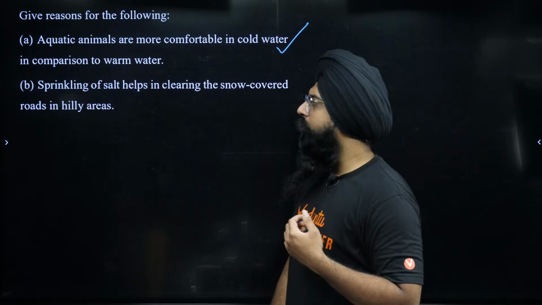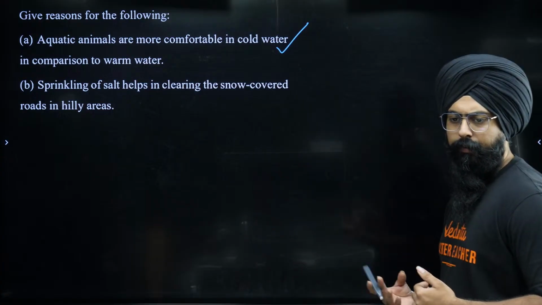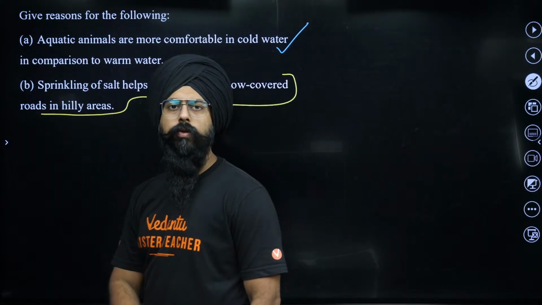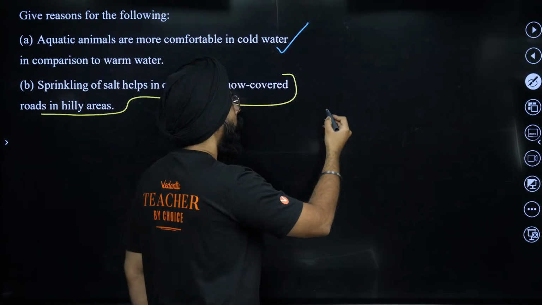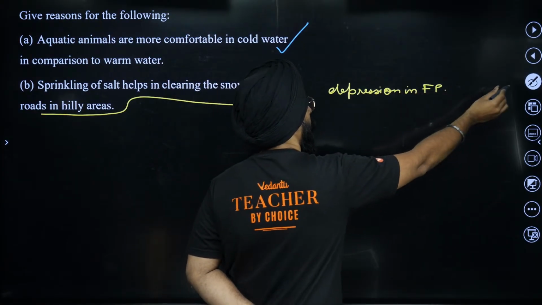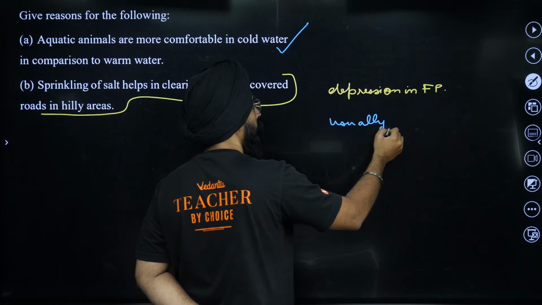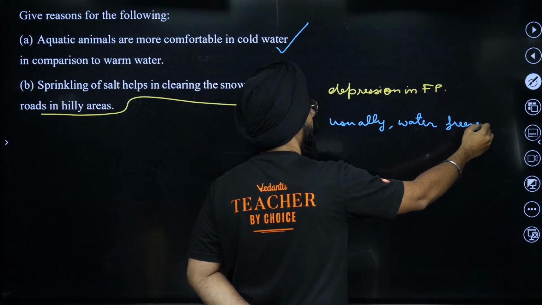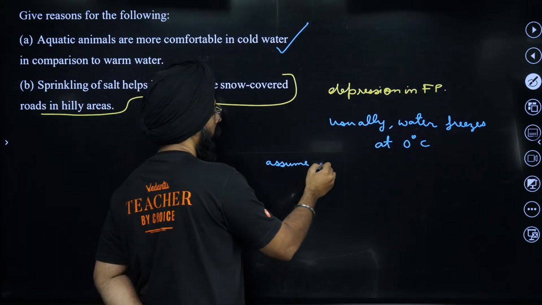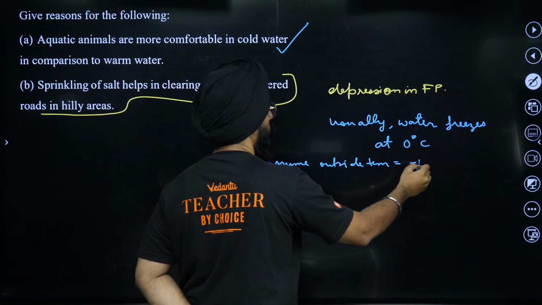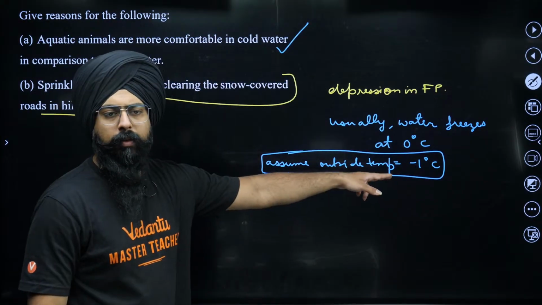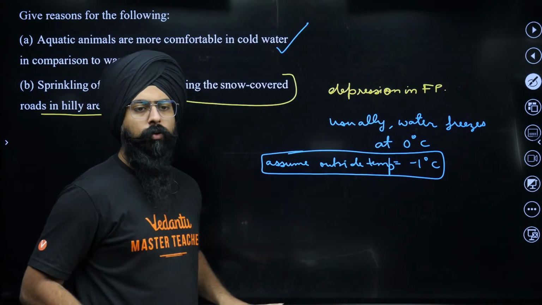Next. Sprinkling of salt helps in clearing the snow-covered roads in hilly areas. Why does this happen? This comes from the idea behind depression in freezing point. Usually water freezes at 0 degrees Celsius. Let's say outside temperature is -1 degree Celsius, cold area. If outside temperature is -1 degree Celsius, water will be frozen. There will be ice on the road.